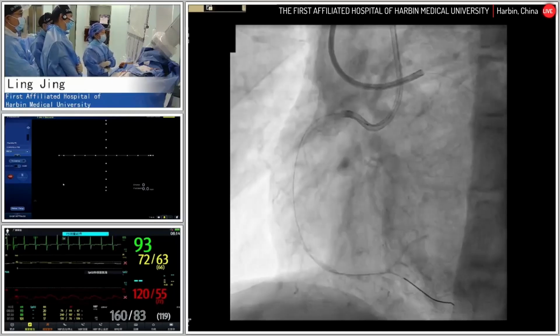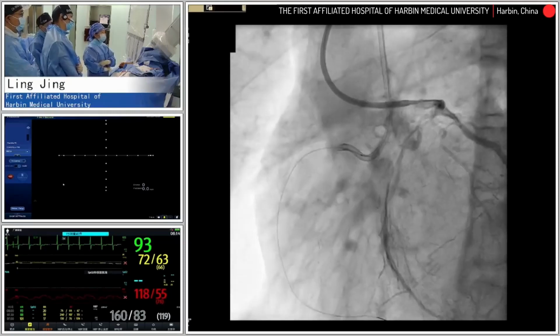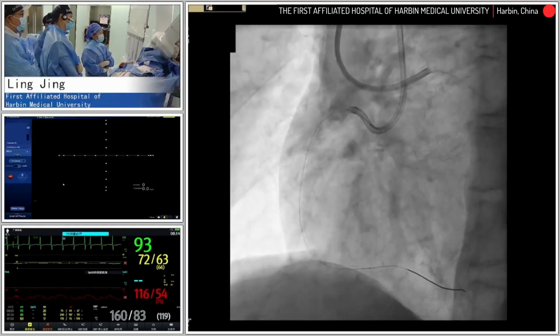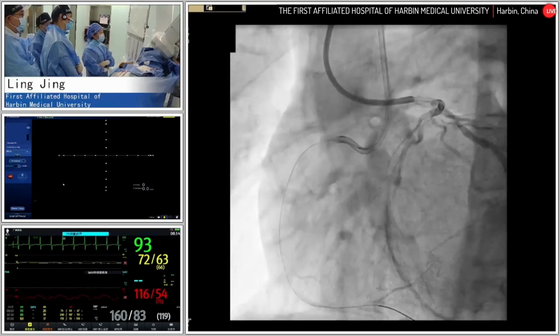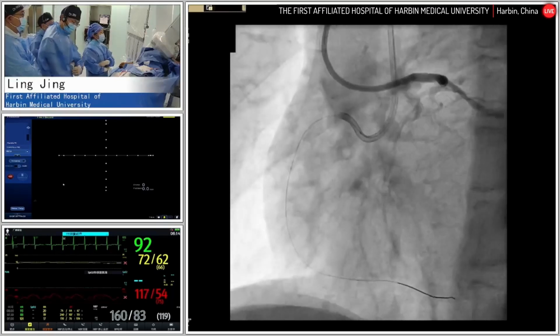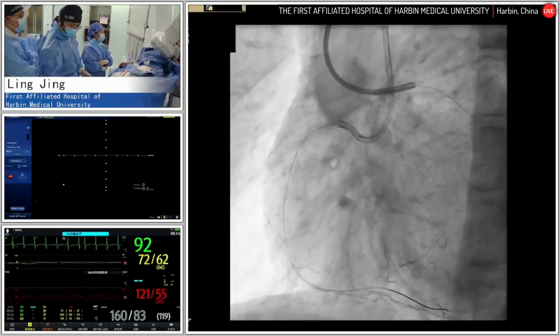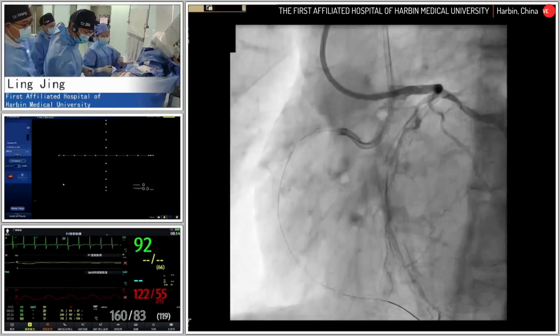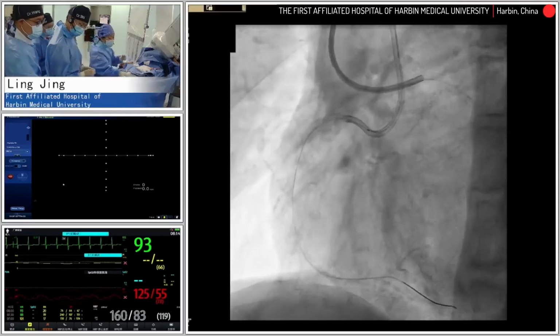Okay, this is the contralateral angiography and it identifies that the wire is in the true lumen at the distal part. So maybe next time we perform intravascular imaging to see what it is like. Next time we use IVUS to test it, to confirm it's a true lumen. Okay.